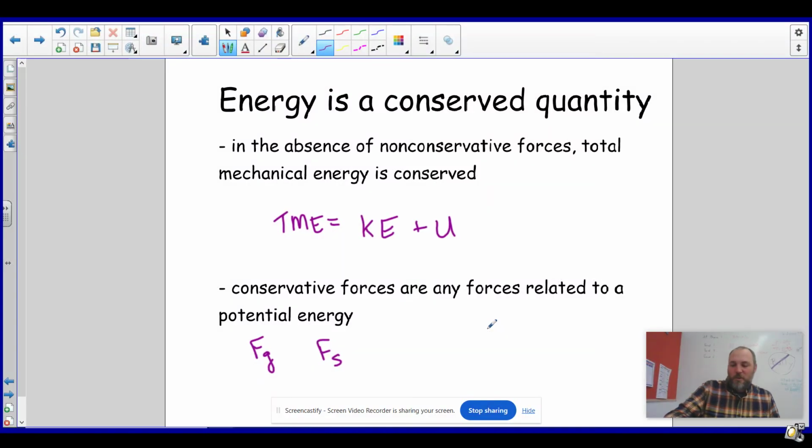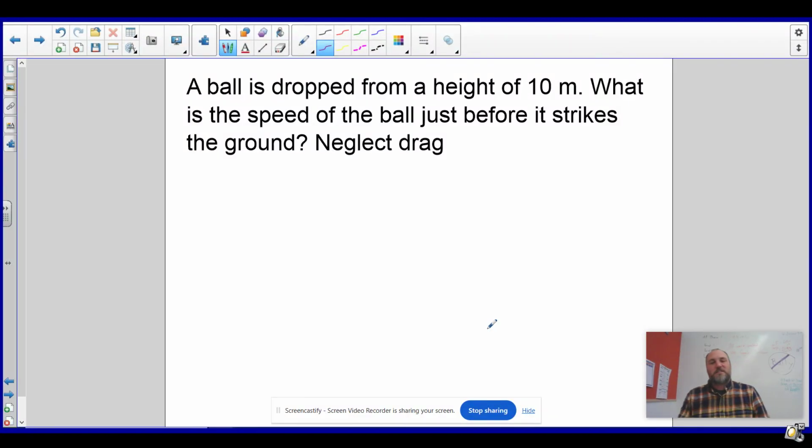Okay? So we can use this idea of conservation of energy to help us solve more and more challenging motion problems. So I have one here that's just a ball being dropped from 10 meters high. And I want to know the speed of the ball just before it hits the ground. Now, that's not that difficult. That's something that you could do with kinematics.